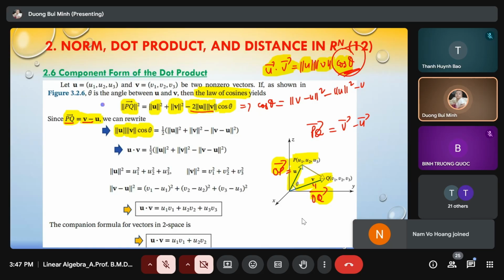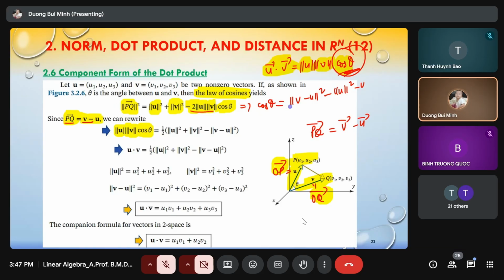If I move this one to be here, you can guess here is minus, right? Because we move this one to be here and the Q to be here. This is plus. So norm of U square plus norm of V square minus the norm of vector V minus vector U square, divided by 2 times the norm of U and the norm of V.